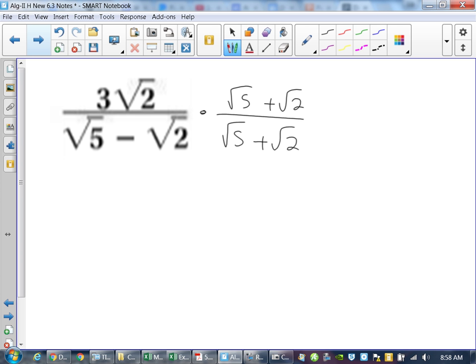Wait, what did we do? Root 5 minus root 2. What did I do that for? I just multiply by a conjugate because what I'm doing is I'm creating a difference of squares, which is going to eliminate all the roots. Because what's root 5 times root 5? 5. Root 5 times root 2 minus root 5 times root 2 goes away. And then you have minus 4.